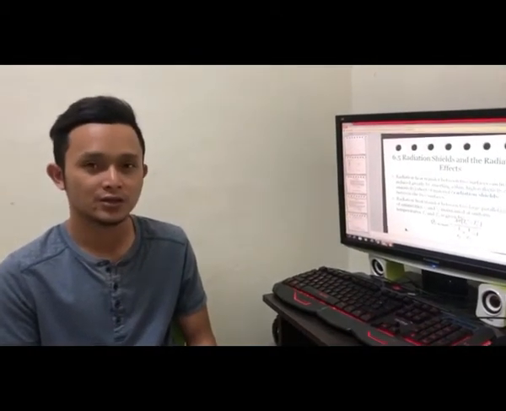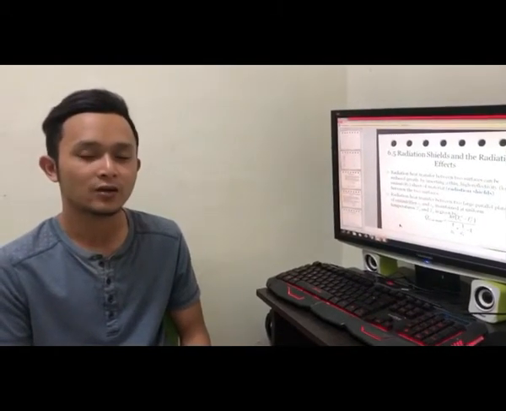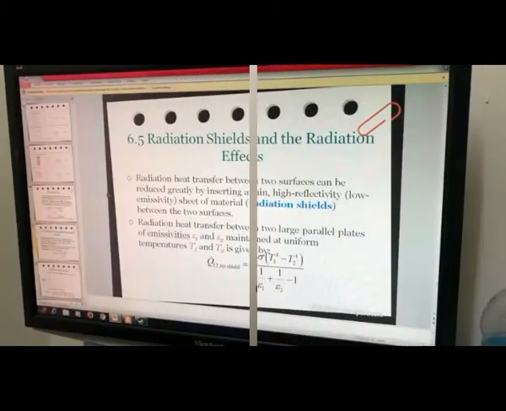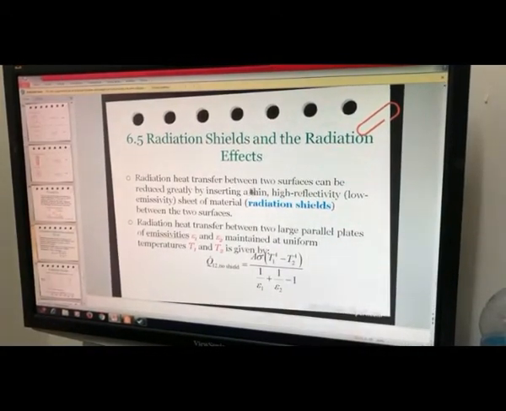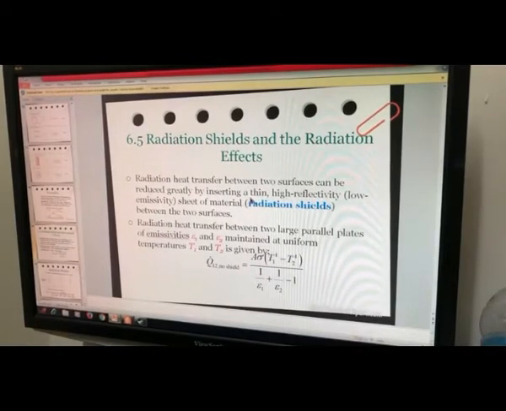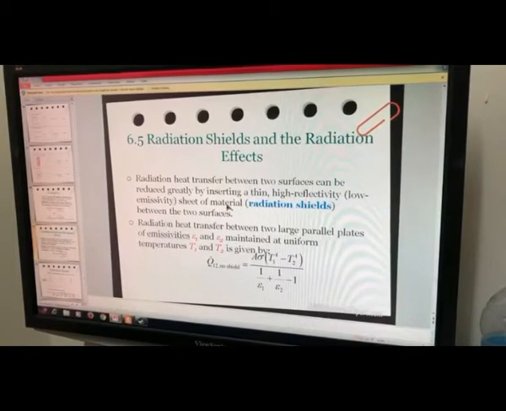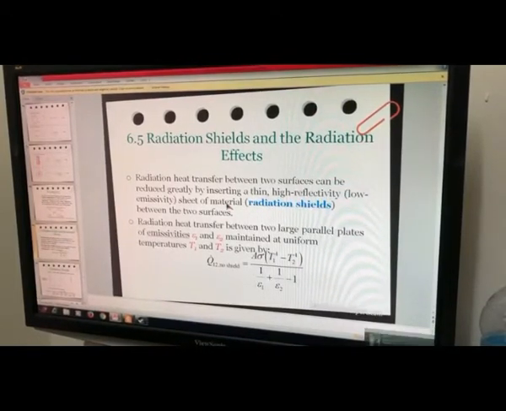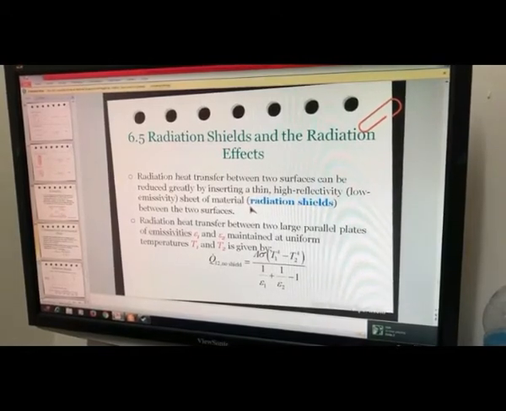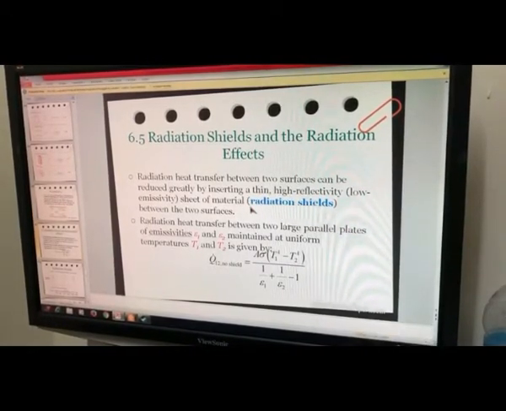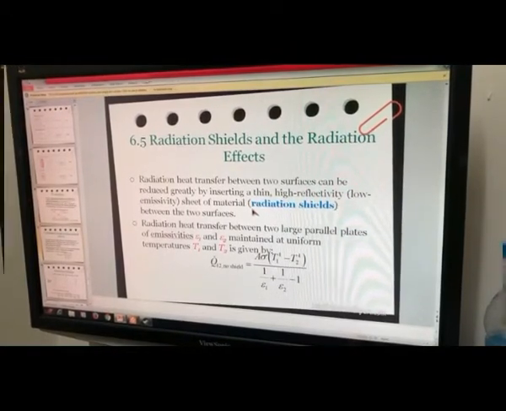So, radiation shield is the protection of people from harmful effects of exposure to radiation. Radiation heat transfer between two surfaces can be reduced greatly by inserting a thin high-reflectivity sheet of material, which is the radiation shield, between the two surfaces. Radiation heat transfer between two large parallel plates, the first and the second, is maintained at uniform temperature.